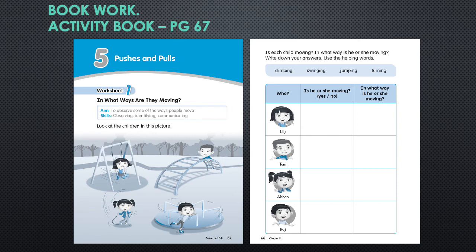Lily. Where is Lily? Lily is over here. So is she moving? Yes or no? Yes. So you're going to write yes. In what way is he or she moving? So in what way is she moving here? She is swinging. So you're going to write swinging over here. And you're going to do the same for the rest of the kids. You will write yes or no if they are moving and what way are they moving.